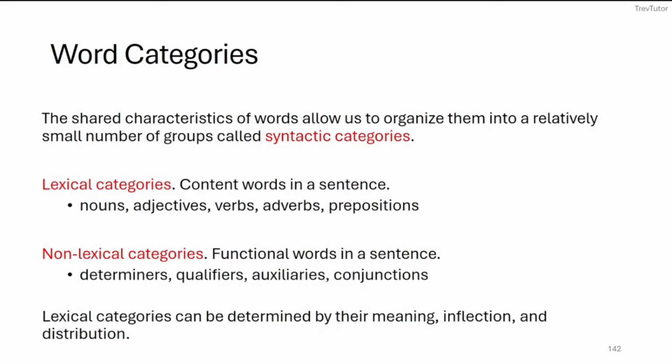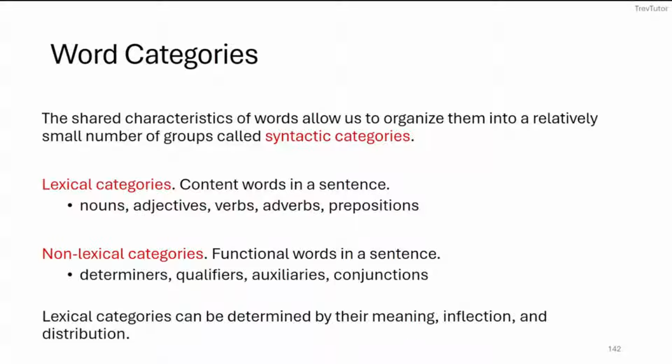Now, let's talk about word categories. There's a couple different types of syntactic categories or word categories that we can look at. The first one is lexical categories, and these are just content words in a sentence. So these are nouns, adjectives, verbs, adverbs, and prepositions. And then we have non-lexical ones. These are functional words. They're not content words. They're usually introduced for grammatical purposes.